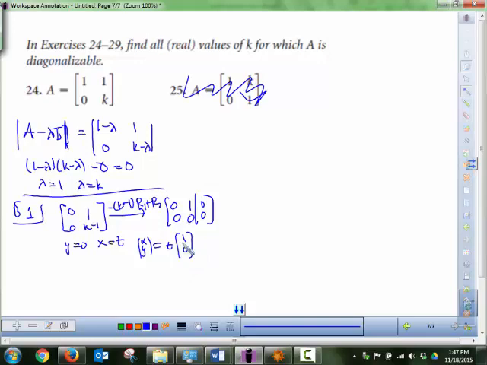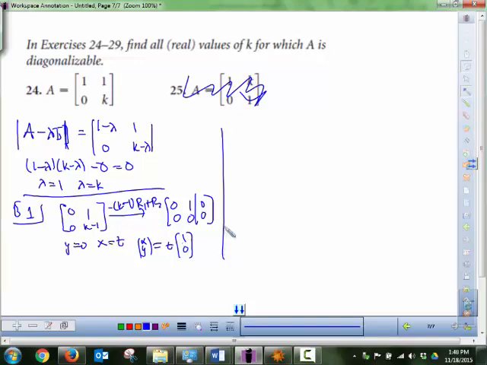Yeah? So does that mean that T parameterizes the subspace? Yes. And if you have 2 free variables, then your T and your S parameterize a 2-dimensional subspace of R3 or R4 or whatever.